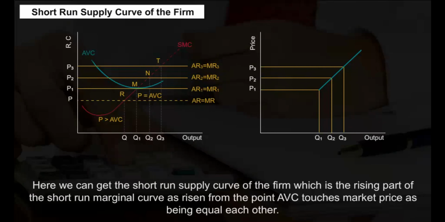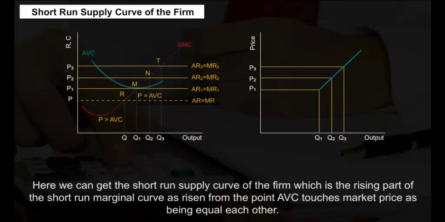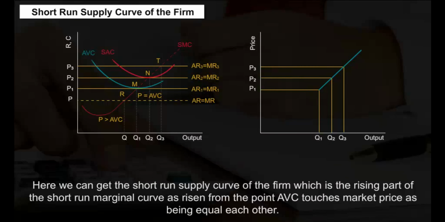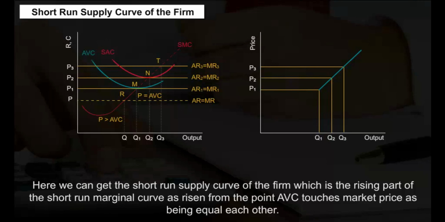Here we can get the short-run supply curve of the firm, which is the rising part of the short-run marginal cost curve, starting from the point where AVC touches the market price, being equal to each other.